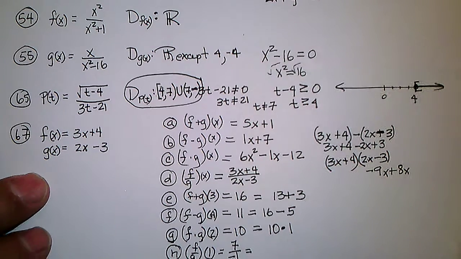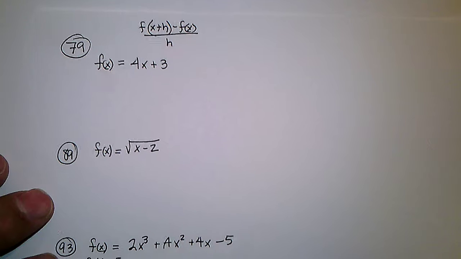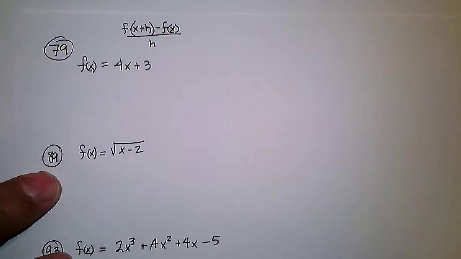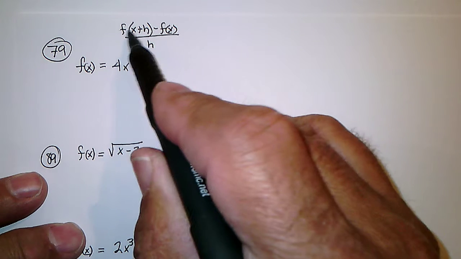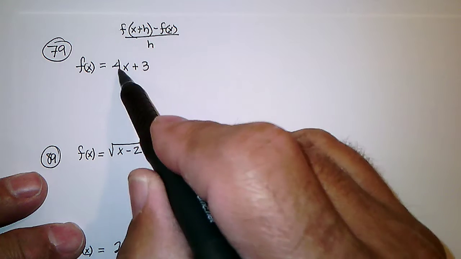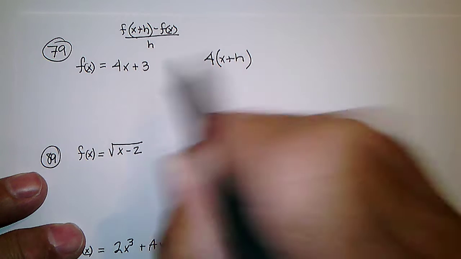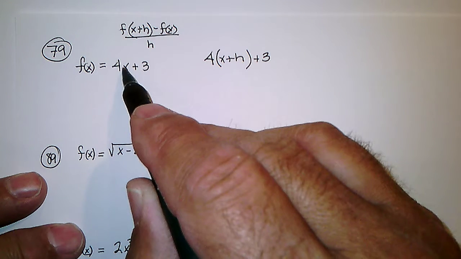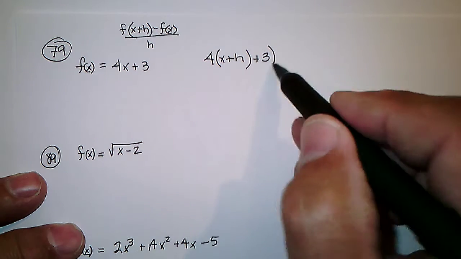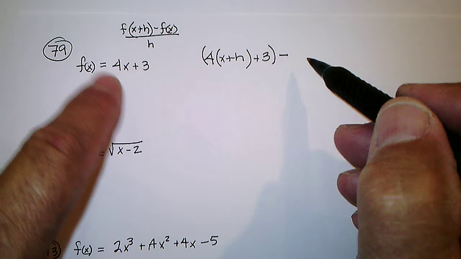All right. Next one is 79. On 79, we're supposed to do the difference quotient for this. So we do f with the x's replaced with x plus h. So f for replacing the x with x plus h plus 3. This is the f of x plus h put in place of the x's. Minus f of x. Well, that's putting x in place of the x's, so it looks the same.